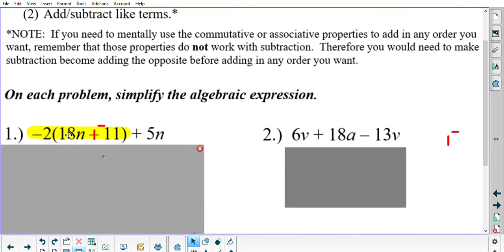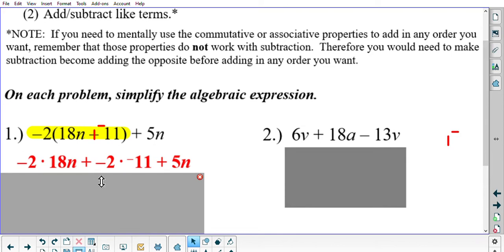So negative 2 times 18n and then negative 2 times the negative 11. So that's the distributive property being done. The multiplier was negative 2, it gets multiplied to the 18n, and it also gets multiplied to the negative 11. You do not have to highlight this. I'm just doing this to talk you through to make it easy for you to follow along with this video.